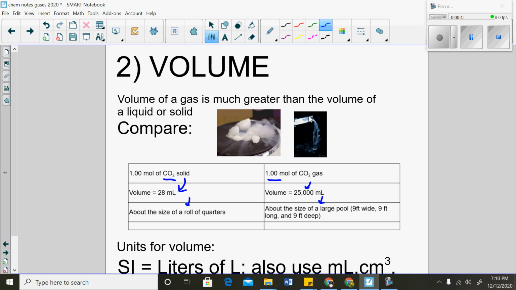It's a big difference. Why do we look at CO2? CO2, if you remember, undergoes sublimation. So it immediately goes from a solid to a gas, and it does not pass through the liquid phase.